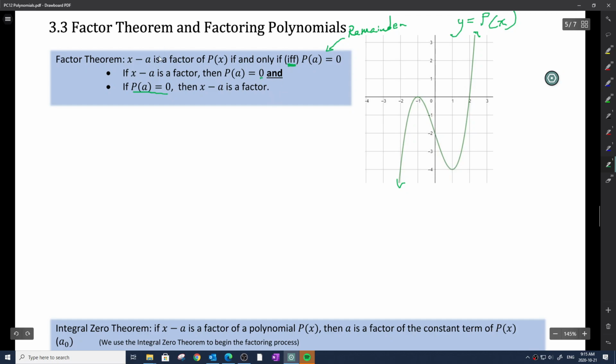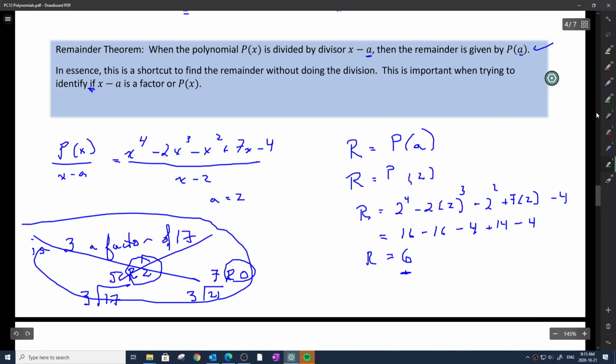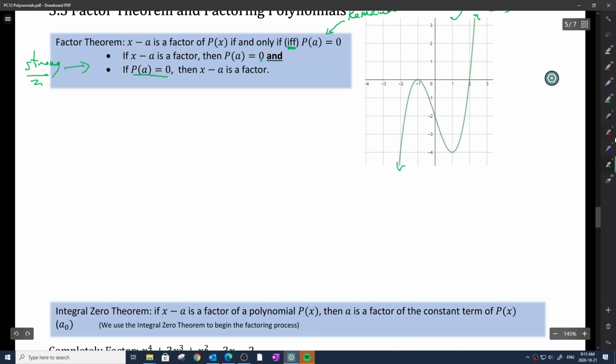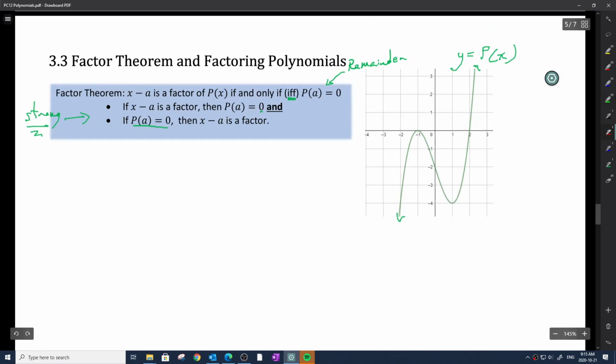So you could either say x minus a is a factor of p of x if p of a is equal to 0, and if p of a is equal to 0, then x minus a must be a factor. So that is a very, very strong statement. It is bidirectional. So in the context of this question here, if p of x is equal to 0.